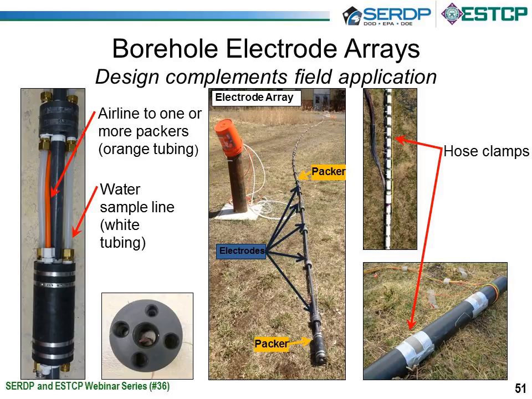Or we can have a more complicated array. On the left-hand side, I'm showing something that was used in fractured rocks. We wanted to isolate different sections within the borehole, so we have packers. We also wanted to do amendment injections and water sampling, so there's a water sampling line where we can do that. There's also air lines that connect to the different packers. So really the borehole electrode array design can complement the field application.